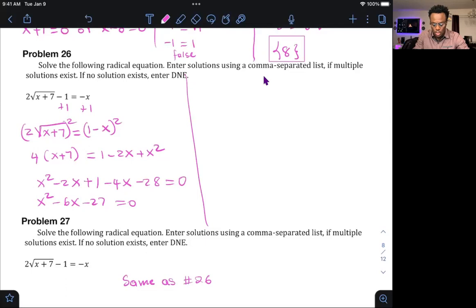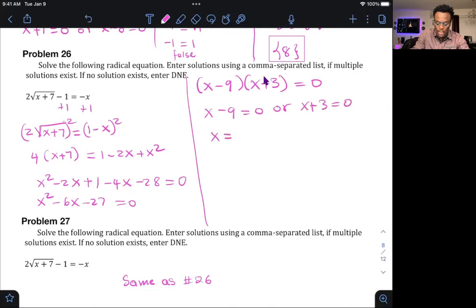We can factor by finding two factors of negative 27 that add up to negative 6. Think of it. So that's (x - 9)(x + 3) = 0. So x minus 9 equals 0, or x plus 3 equals 0. So two solutions: x equals 9, x equals negative 3.